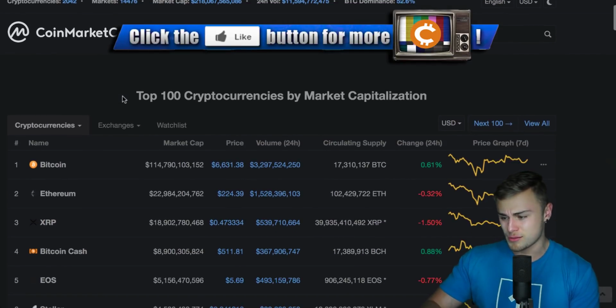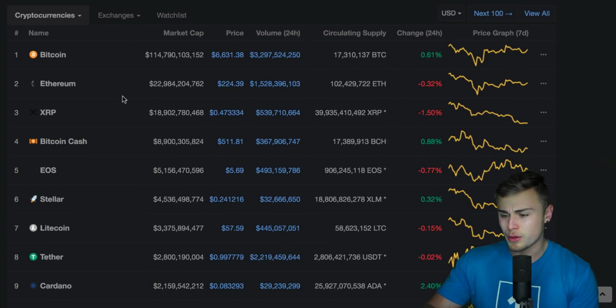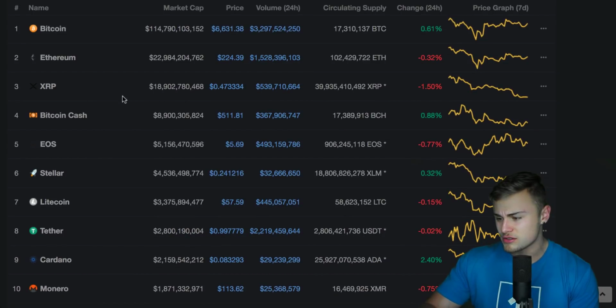So we're not really seeing much movement at all. So another day of just consolidation and trading sideways. When we look at the top 10 coins, you guys can see 1, 2, 3, 4, 5, 6. 6 out of the 10 are in red, 4 out of the 10 are in green, and they're not in green by much. Bitcoin only up by 0.6 at $6,600.